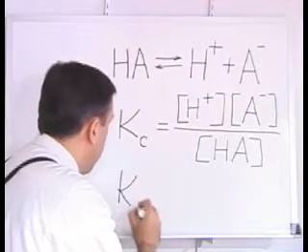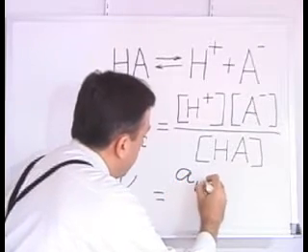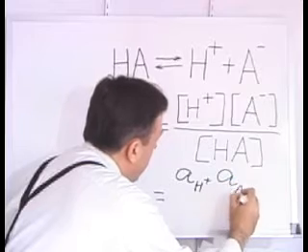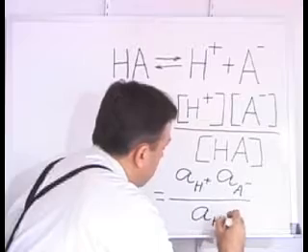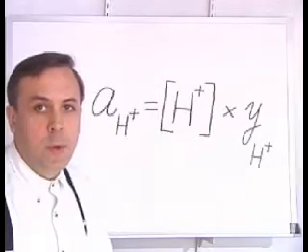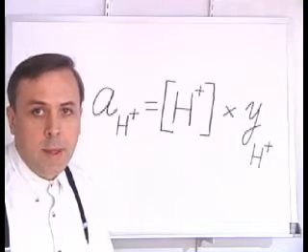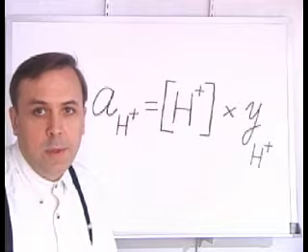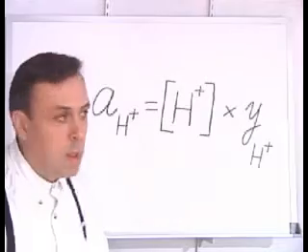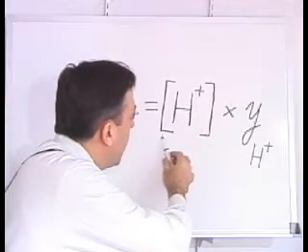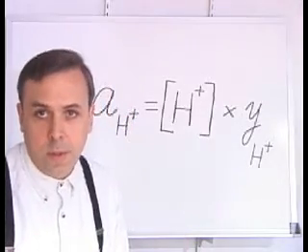And this we write: Ka equals the activity of the protons times the activity of the anions over the activity of the unionized molecules. The difference between activity and concentration, for instance of a proton, is that in the activity it is accounted for the forces of interaction between the particles in the solution. And accounting is done by multiplying the concentration by a factor called activity coefficient.